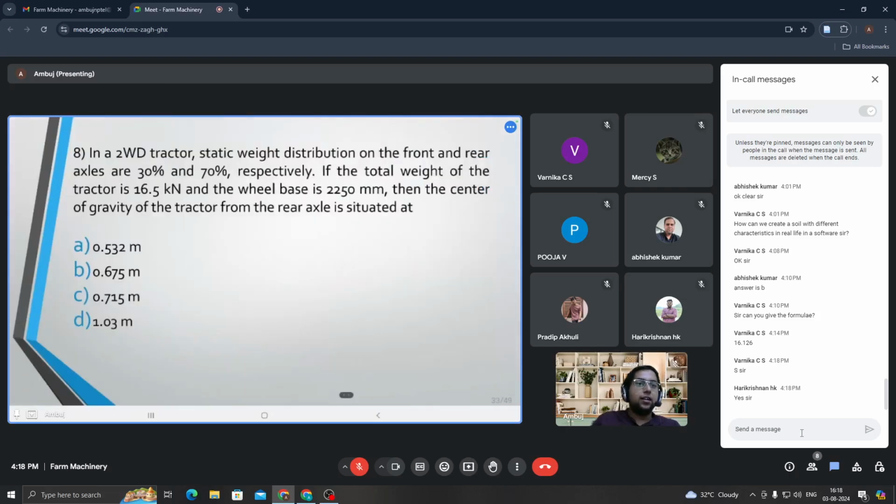Another numerical question. Don't feel sleepy. Numericals are good for your understanding. Great for your understanding. Do try to solve them.